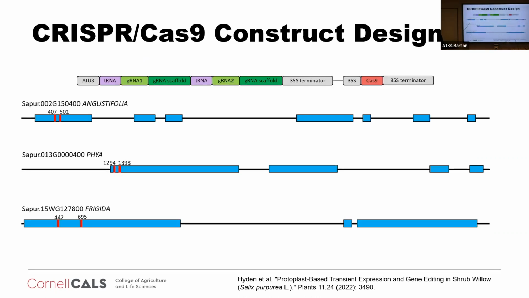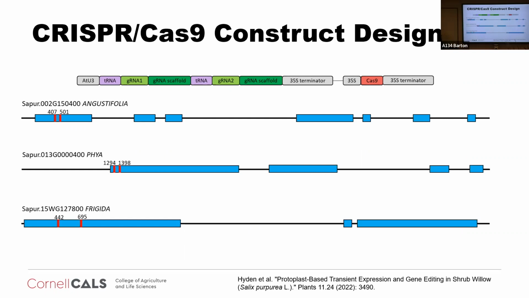So what we did is we selected 3 different single copy genes from the willow genome, Angustifolia, Phytochrome E, and Frigida, and then designed 2 guide RNAs to target the first exon of each of these genes. So that's shown here in this cartoon. These red bars are the target sites of each of these guide RNAs.